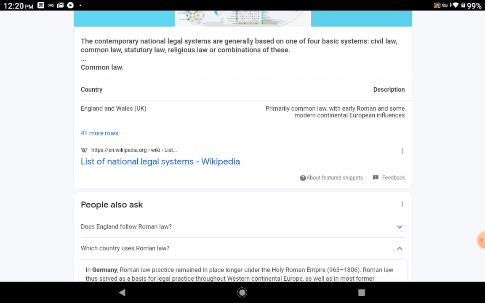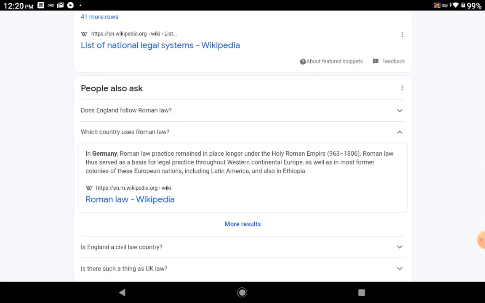Now it says, what country uses Roman law? Germany. Roman law practice remained in place longer than under any other Holy Roman Empire. Roman law thus served as a basis for legal practice throughout the Western continental Europe, as well as most of the former colonies of the European nations, including Latin America and Ethiopia.